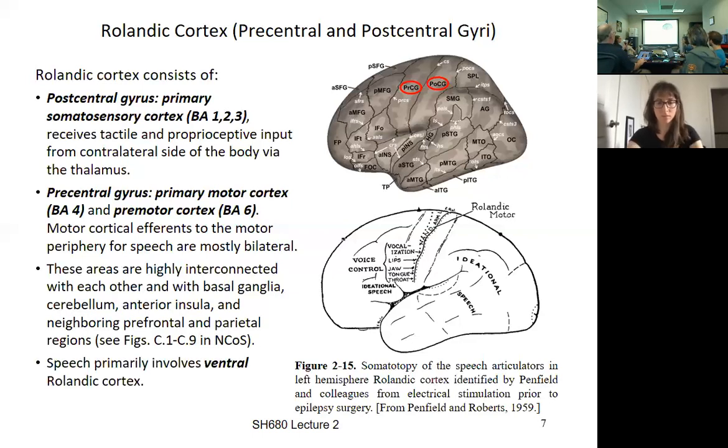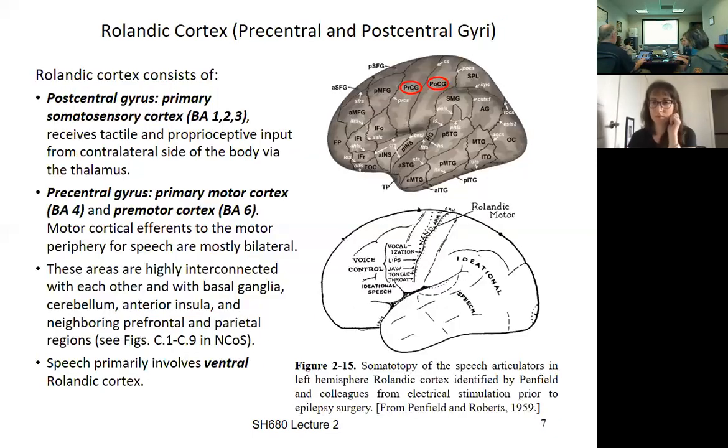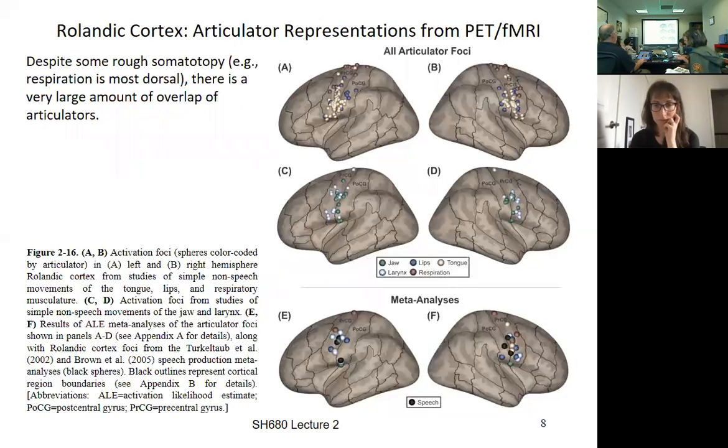Okay. Oh, and the last thing is that speech articulators, as most of you know by now, I think, are in this ventral part of the Rolandic cortex. And there is some topography there, as we'll see here. So this slide is from the stimulation studies of Penfield and Roberts in the 40s and 50s. This slide is fMRI data, and this is appendix 1 of the book.